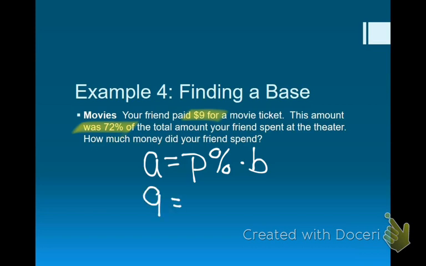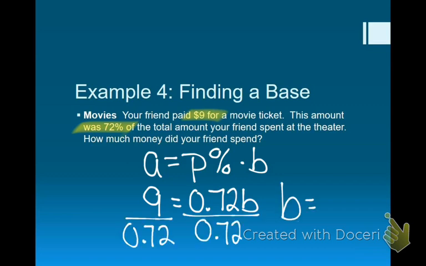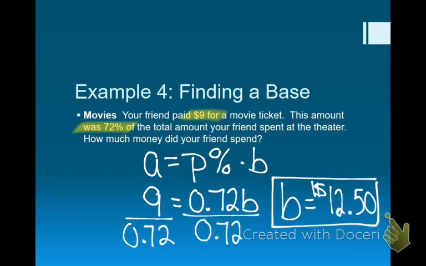Okay, so we make our substitutions. Wait, where did I get .72 from? You had to change it to a decimal. Yeah, if it's a percentage, you have to change it to a decimal before you can multiply. What would I do next? Divide by .72. And that's how much she spent. So basically what it's saying is, if they spent $9 on the movie ticket and that's 72% of the total, that means they spent $12.50 total.